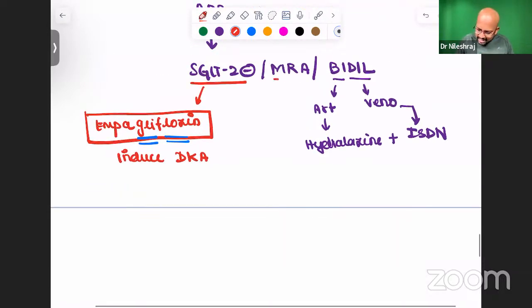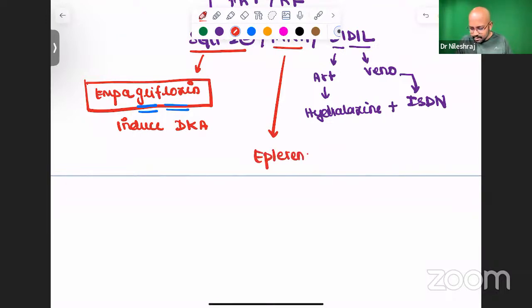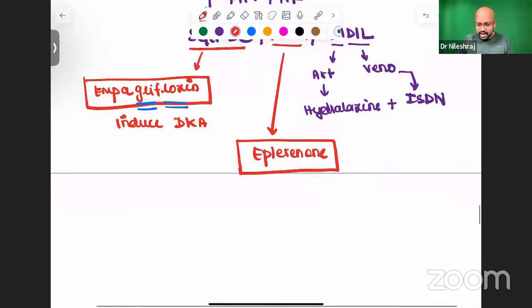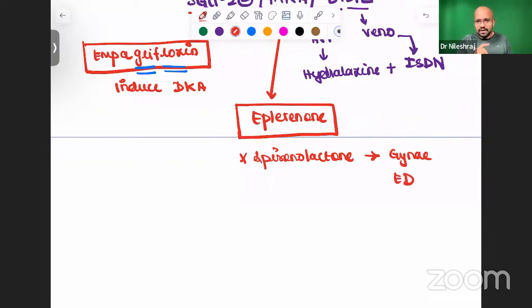The next one, we have MRA. What is MRA? Mineralocorticoid receptor antagonist. That's the other name for MRA molecules. MRA drugs, we prefer to give eplerenone. The MRA or mineralocorticoid receptor antagonist which we prefer to give is eplerenone. We do not prefer to give spironolactone because it is associated with gynecomastia and erectile dysfunction. Because of the sexual adverse effects, we currently do not prefer to give spironolactone. We prefer to give eplerenone.